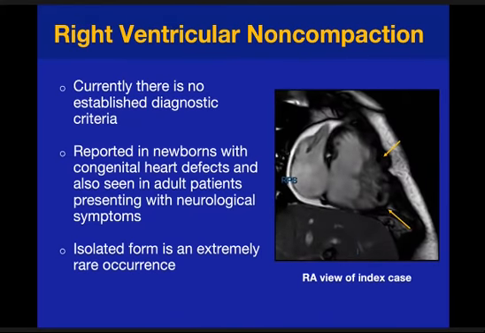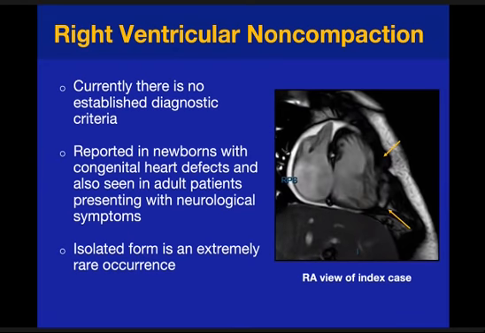So we also noted that there are trabeculations in the right ventricle of this patient. This is another image of our index case. This is a dedicated RA view, or right atrium right ventricle view. Currently there's no established criteria for right ventricular non-compaction. It's actually still controversial towards the diagnosis.